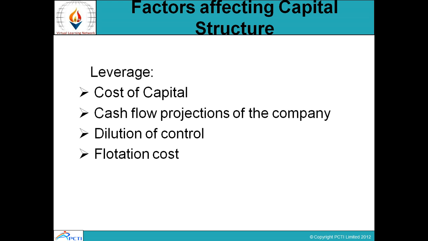Right, so we have earlier understood the two things. One was features of an ideal capital structure. What were the features? Profitability, flexibility, control, solvency, correct? And then we understood the factors affecting the capital structure. Which factors are they? Leverage, cost of capital, cash flow projection of the company, dilution of control, flotation cost, right? And what after this?